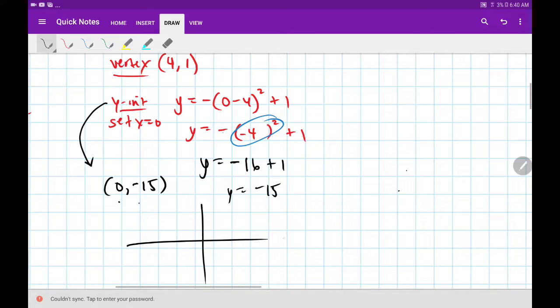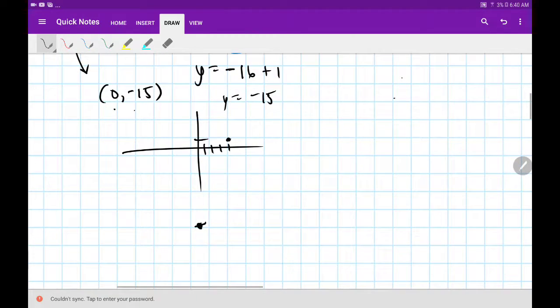Okay, so let's go to 4, 1. And let's estimate where negative 15 is. And then we have a downward shaping parabola.